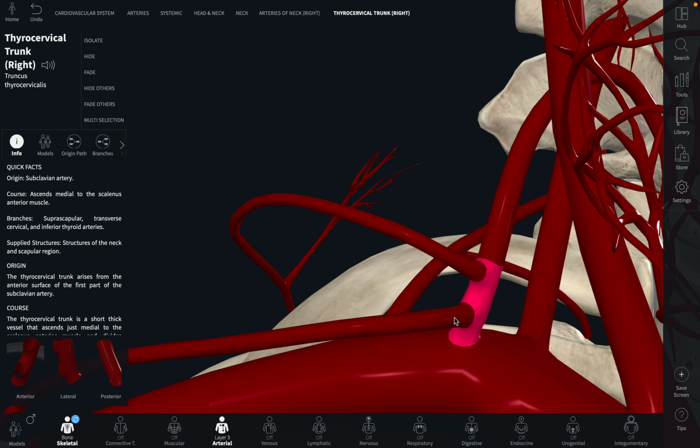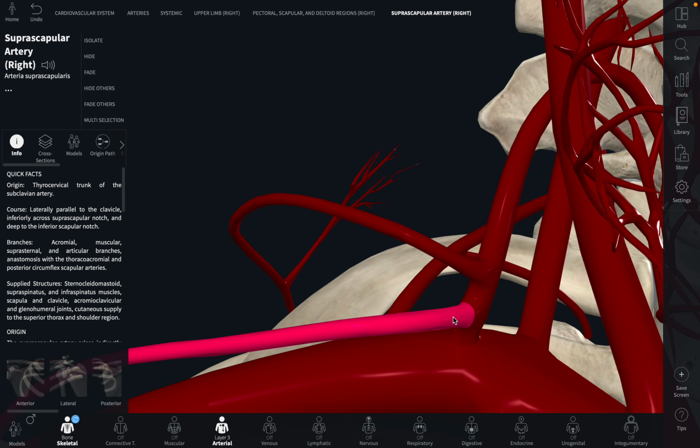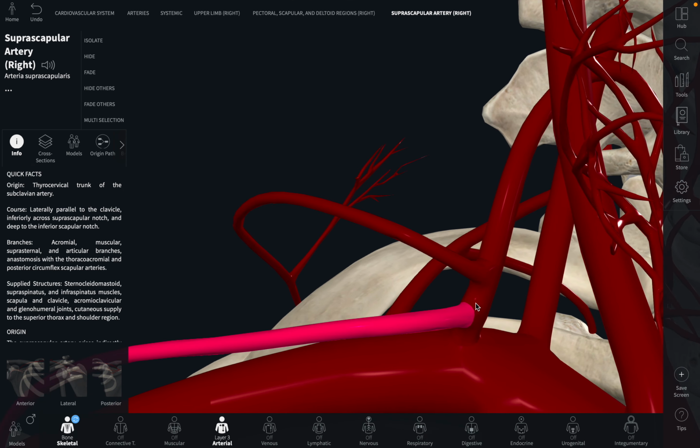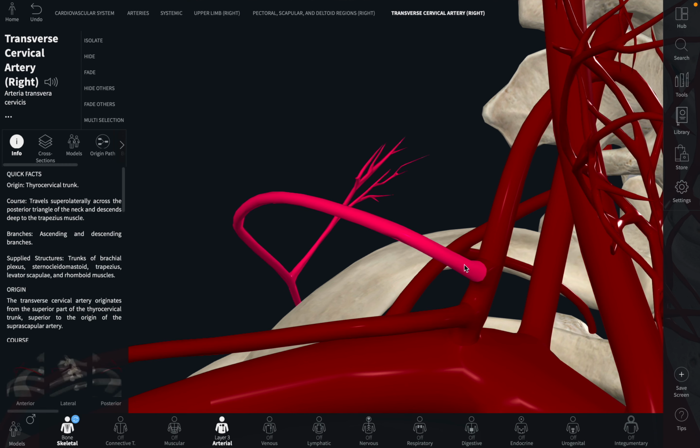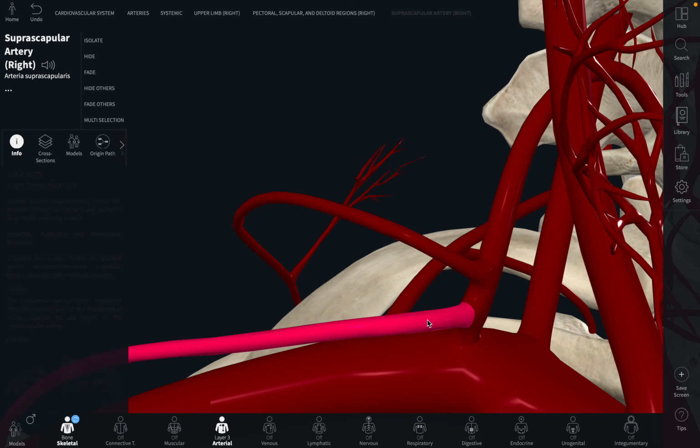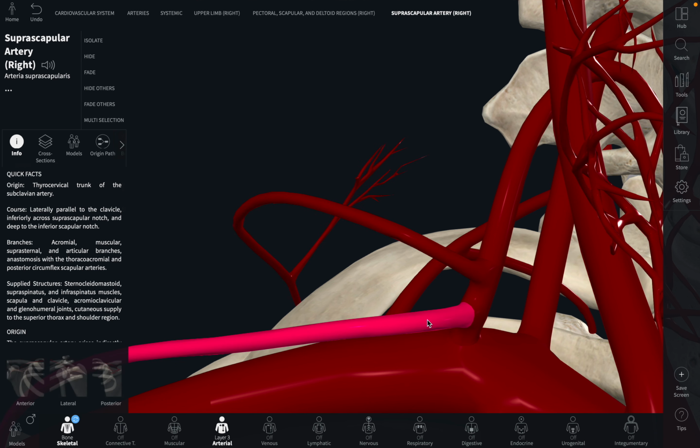It gives a branch which you all know. I'm sure you'll be happy to hear this, which is the suprascapular artery. So if they ask you, the suprascapular artery is coming from the thyrocervical trunk, and this one is known as the transverse cervical artery. And I'm sure you all know the function of the suprascapular artery, that it supplies the supraspinatus and the infraspinatus.